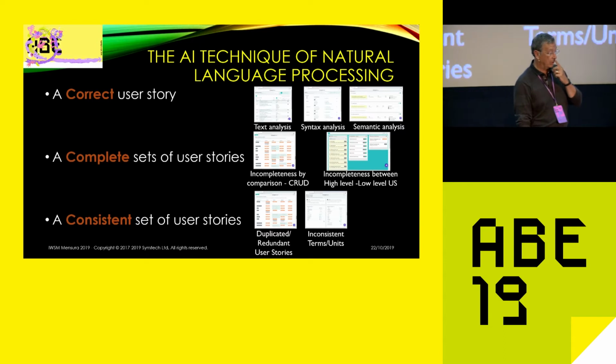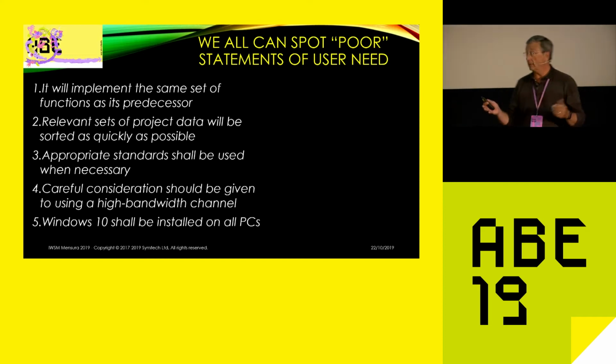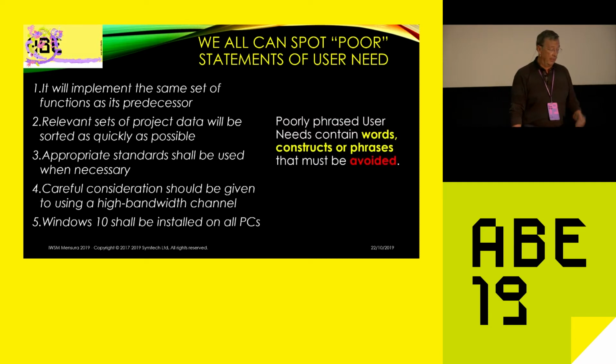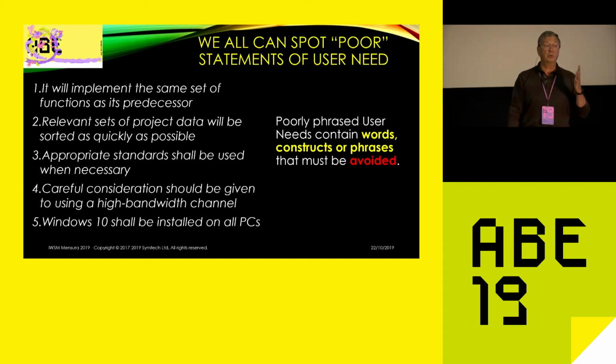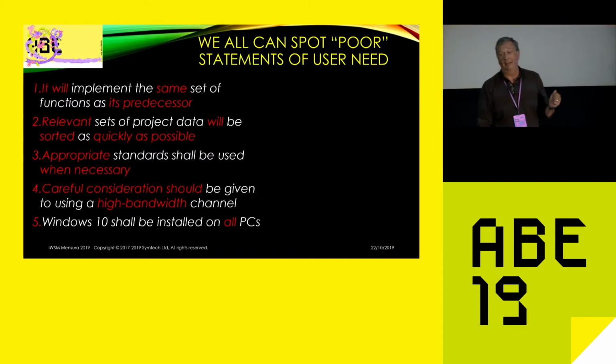So let's look at textual analysis. This is really boring, because I collect bad statements of user need. These are actual things I've seen in requirement specs and user stories. And it's easy. We can all spot what is going wrong, because there are words and phrases, constructs, which we know to avoid. And in red, I love the one: "appropriate standards will be used when necessary." I just think that's meaningless.